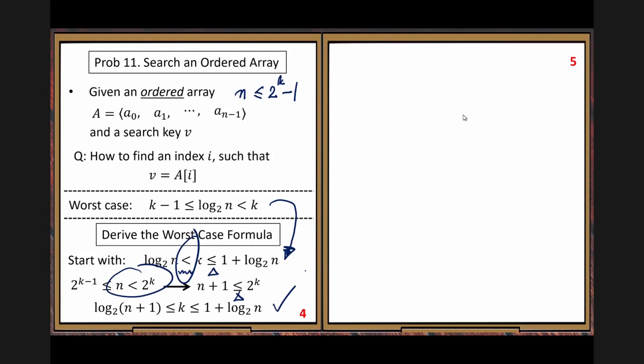Then, the final step. Because k is an integer, and log base 2 of (n plus 1) is not necessarily an integer. In general, it's not an integer. Only in some very special cases is it an integer. Also, 1 plus log base 2 of n, in general, is not an integer. So we have two non-integer expressions, and we want to make them both integer expressions.